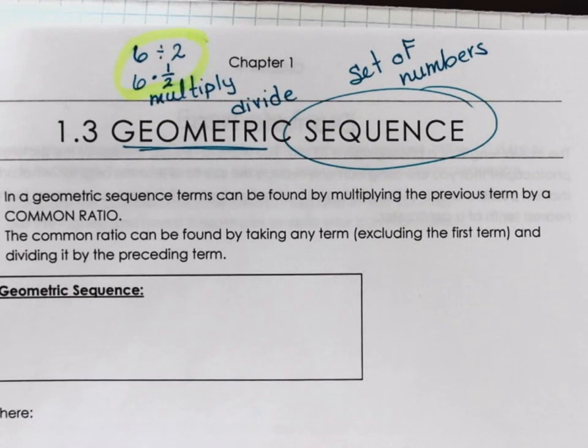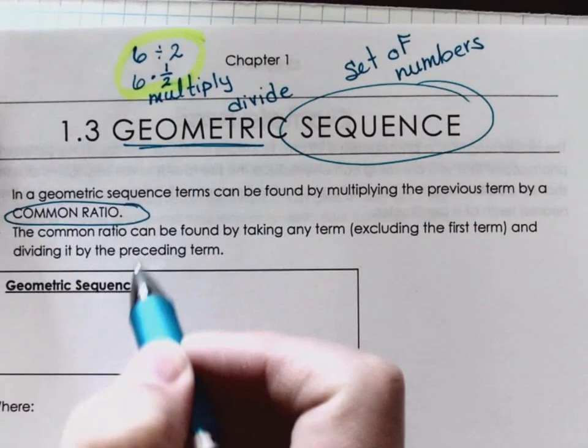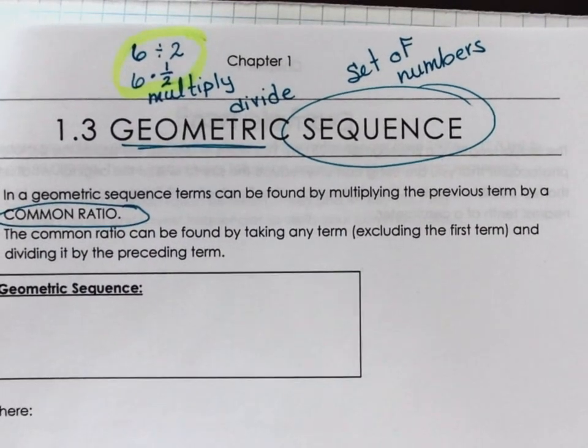Because we're multiplying, we're going to have a common ratio this time. What was it called in the arithmetic sequence, Amy?